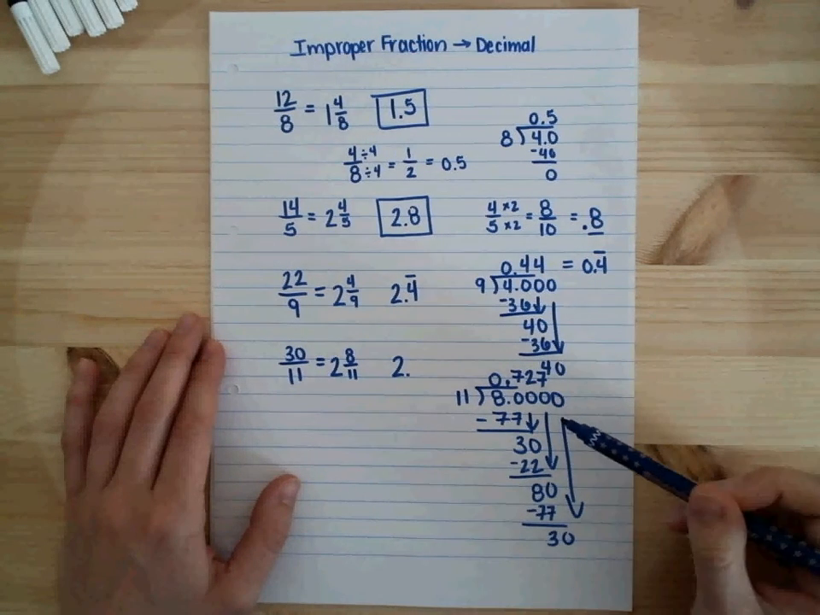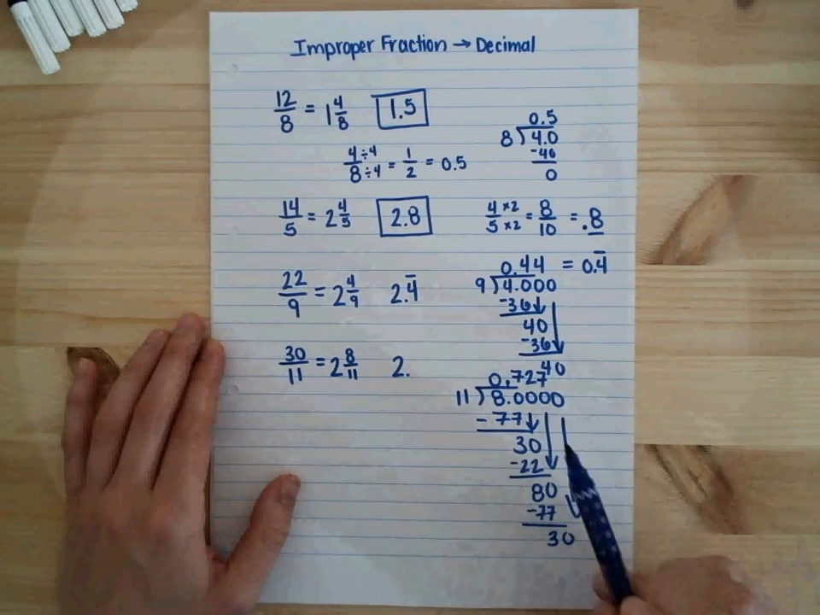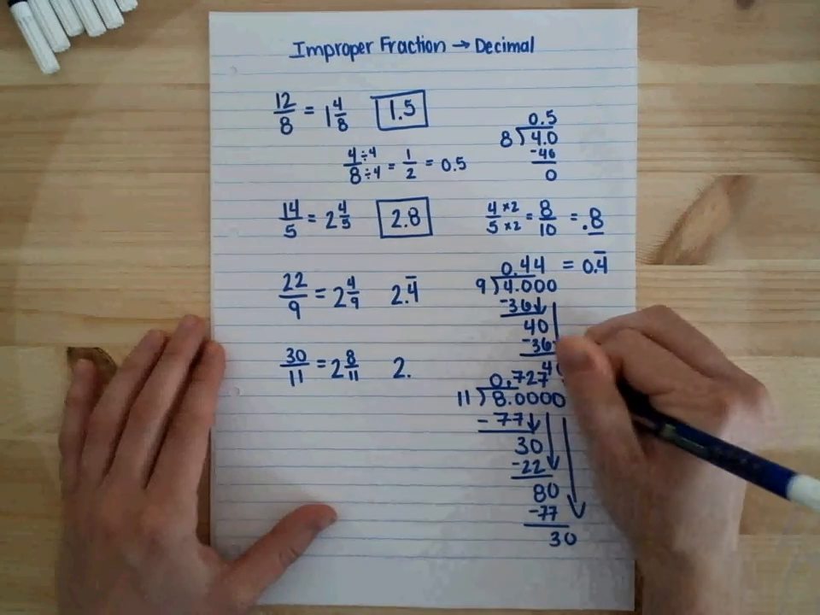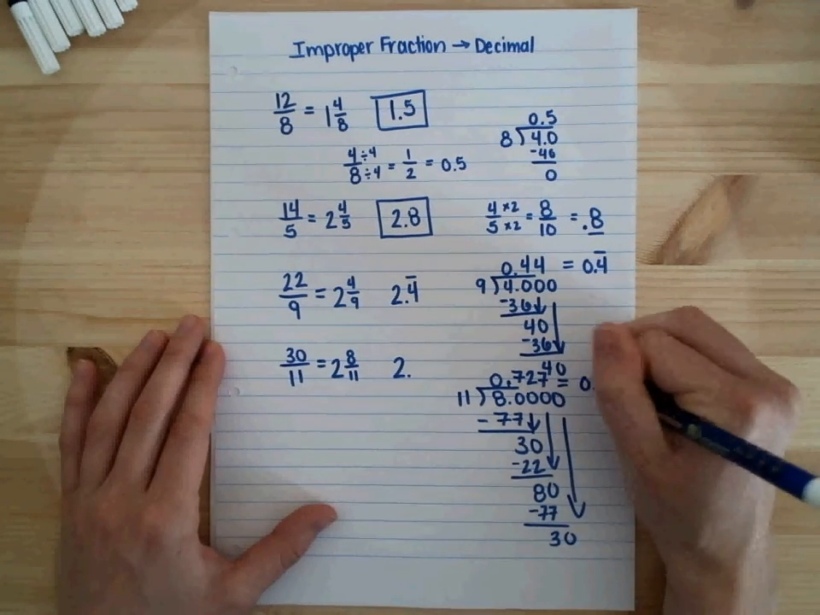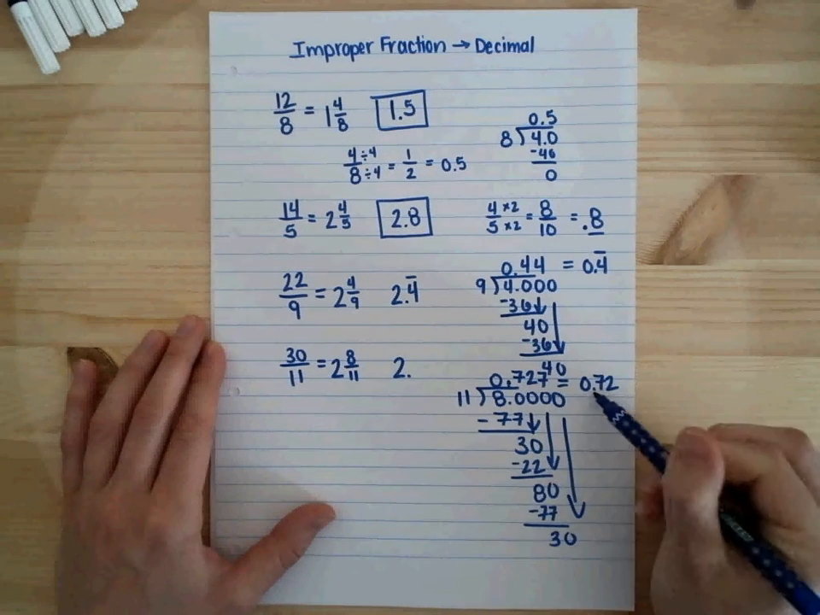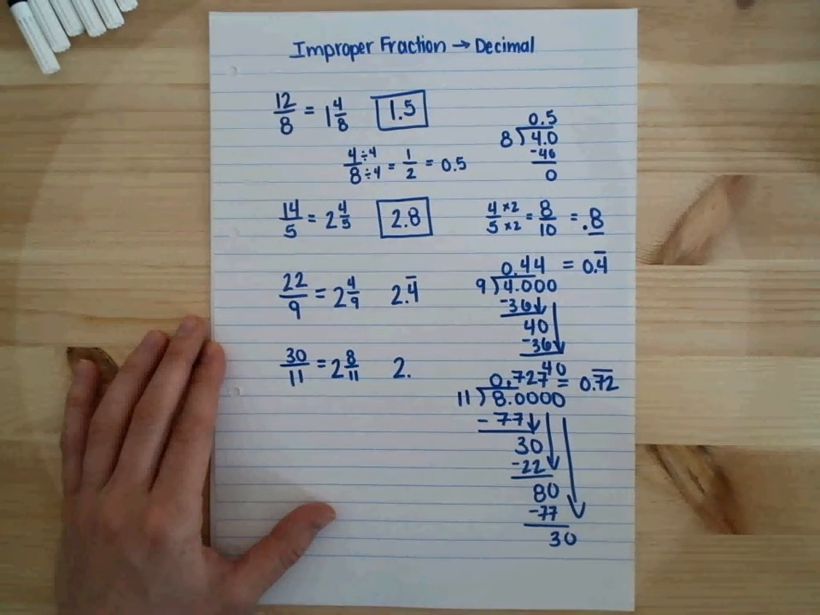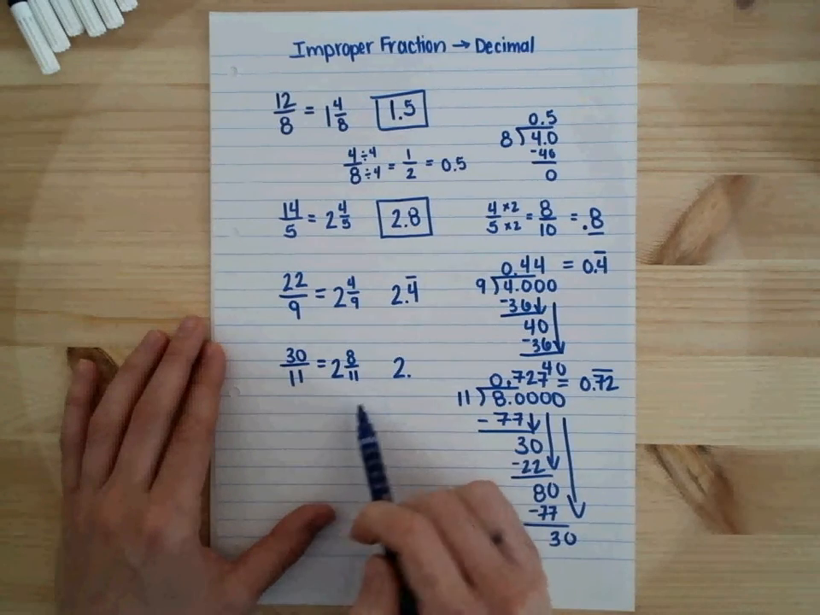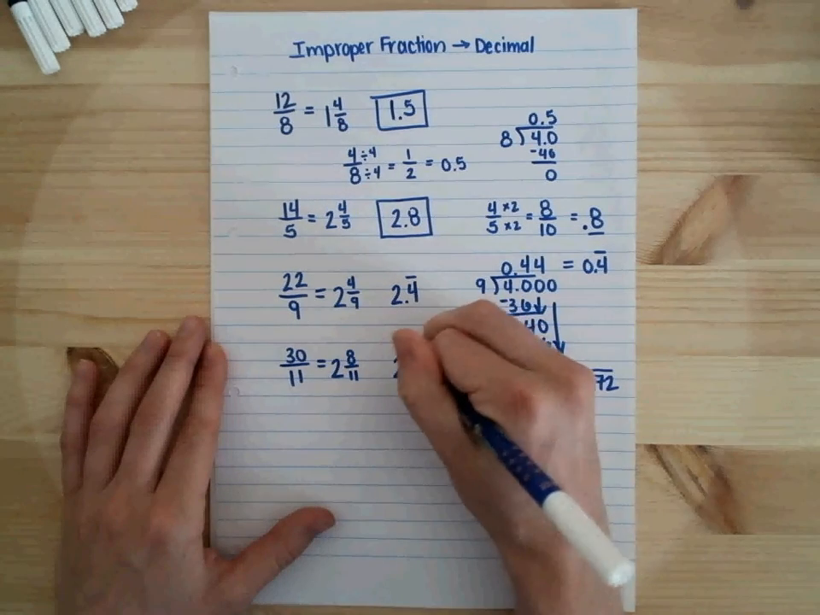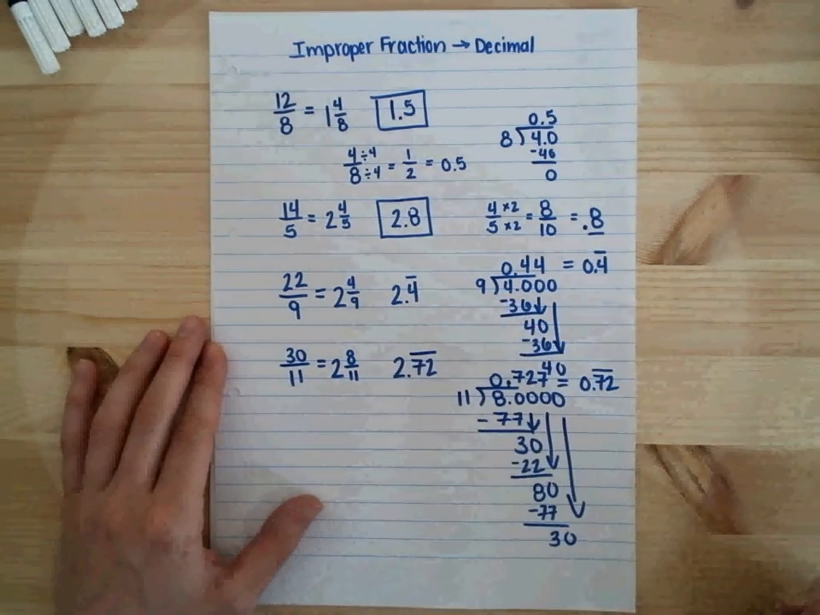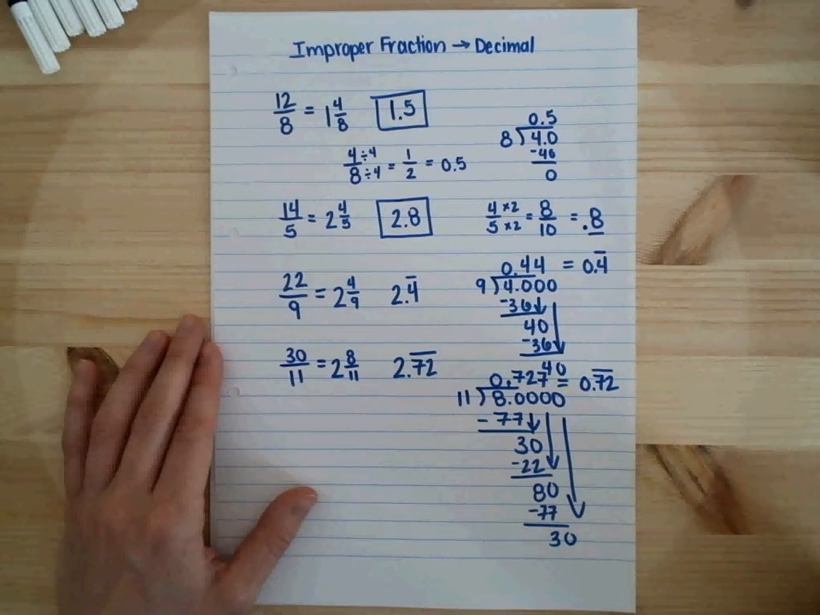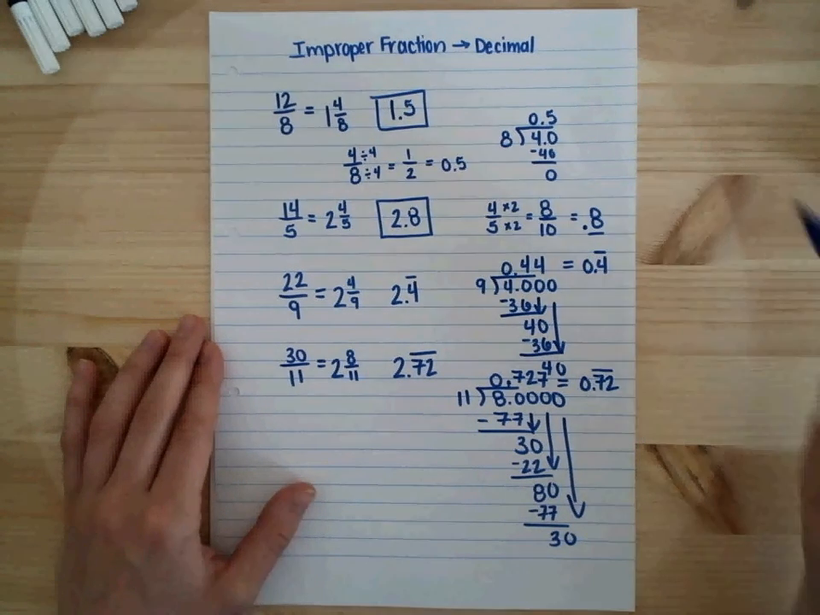So I'm going to stop here and draw a little repeating line over the numbers that repeat. So this would be 0.72, and because the 7 and the 2 repeat, I'm going to draw a line over the 7 and the 2. So that means 2 and 8/11 would be 2.72 repeating.